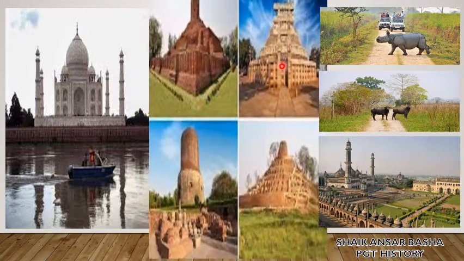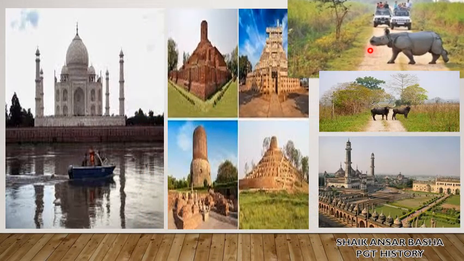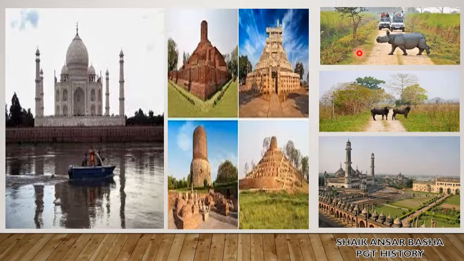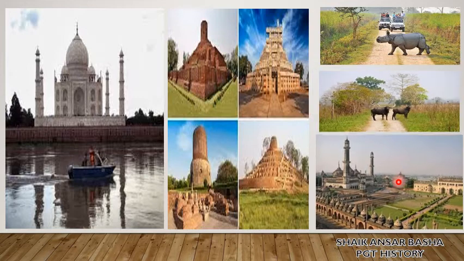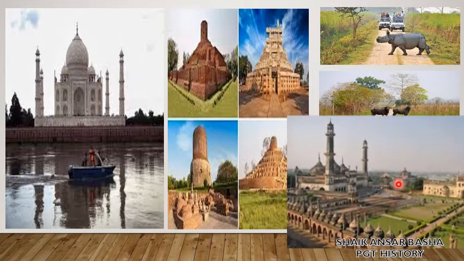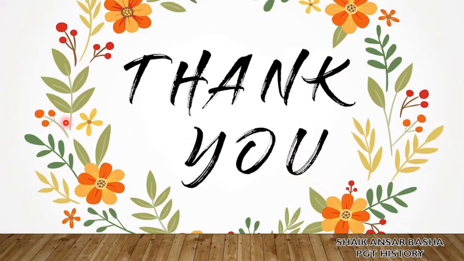These are all the stupas built in UP and Bihar, and this is the Kaziranga National Park located in Assam, and this is Manas National Park located in Assam again. This is the Imambara located in Lucknow. These are all the important monuments. Thank you very much.